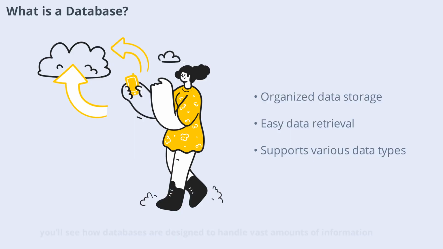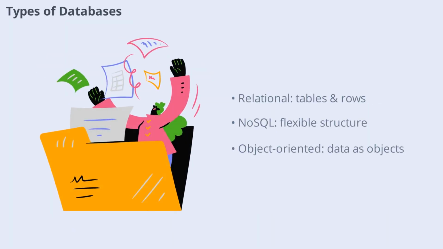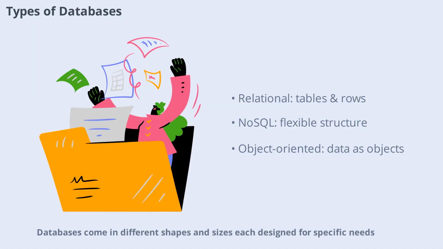As we move forward, you'll see how databases are designed to handle vast amounts of information, supporting everything from small businesses to global enterprises. Databases come in different shapes and sizes, each designed for specific needs. The most common types include relational databases, NoSQL databases, and object-oriented databases.